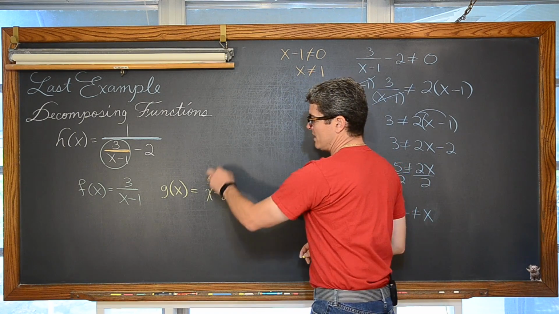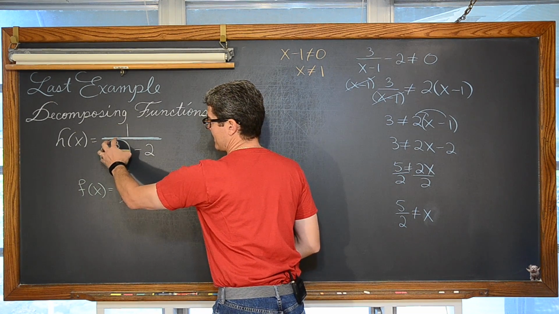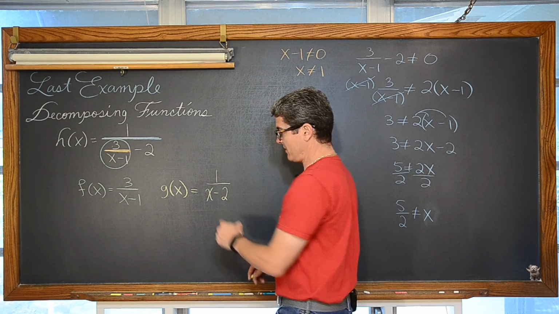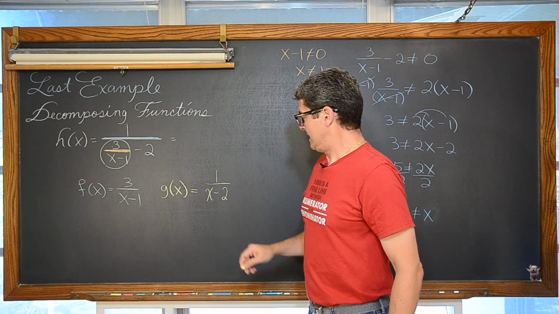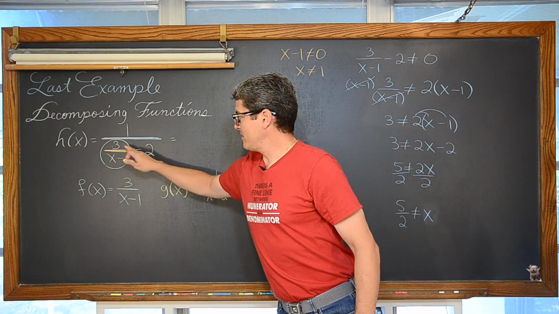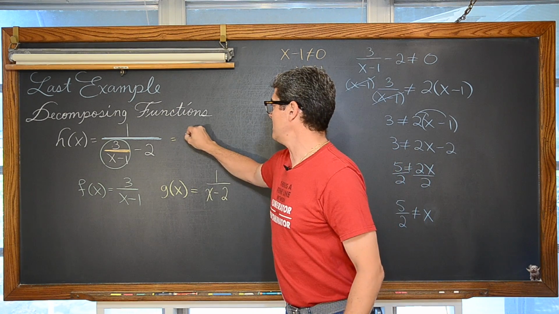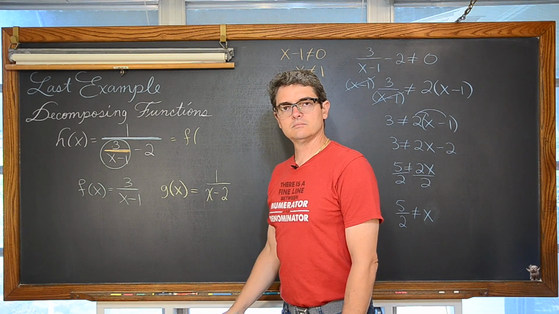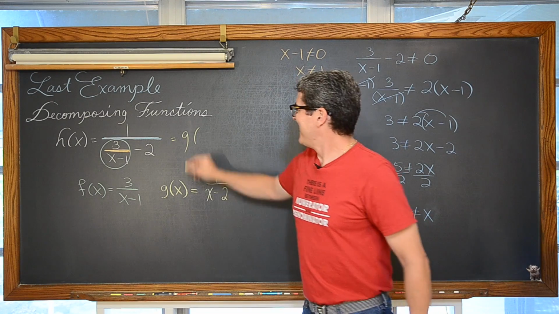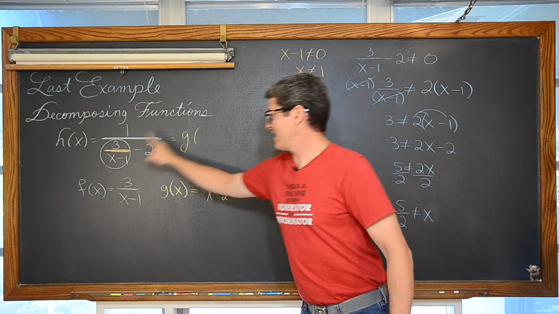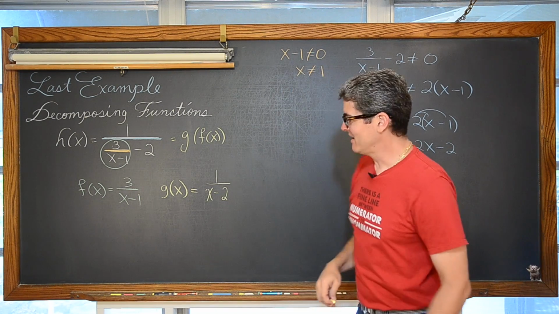Well, if g is 1 divided by something minus 2, and f is that something that gets put in place of x minus 2, well then this is equal to g of 1 over something minus 2. Okay, same pattern. So the framework, or the outside function, is g. And function f is what, that 3 over x minus 1, is what went in for that variable. Awesome.